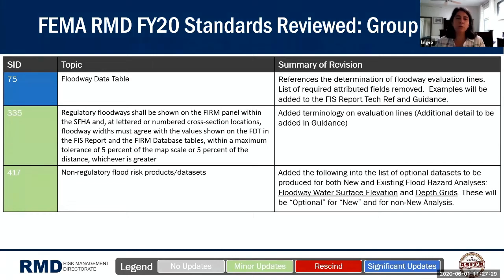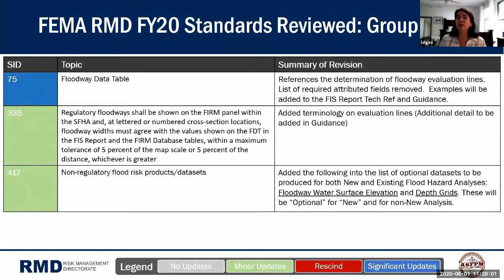And then lastly, in group 3, we talk about the floodway, the major changes related to the floodway data table, and that's really just adding references around floodway evaluation lines. As we're doing the floodway analysis, we're trying to identify something similar to the 1D world, where you're not looking at every single grid point, but you're taking an evaluation line across the floodplain that you would then do your floodway evaluations on. So there's language added to that, and then the required attribute fields are modified.